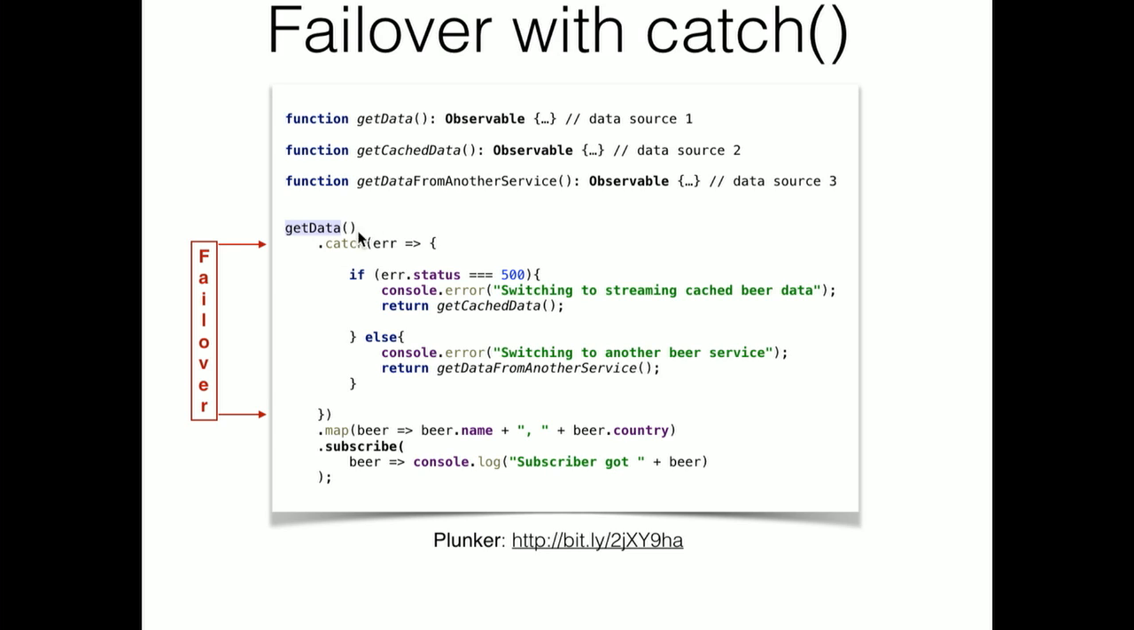So the point is, the subscriber will keep receiving the data. Why? Because I intercept the errors before they reach subscribe. The subscriber will see the data. It may not know that it is coming from cache or from another data source, but the whole point is that the system stays alive.